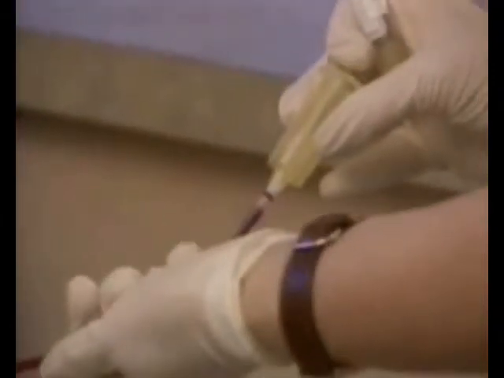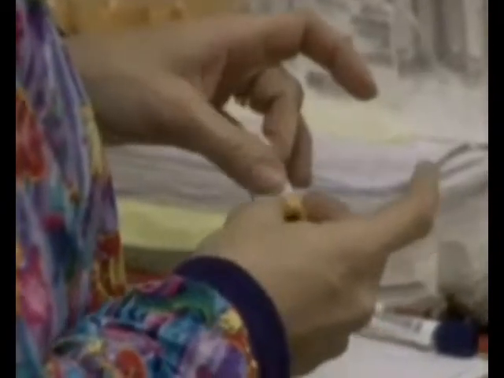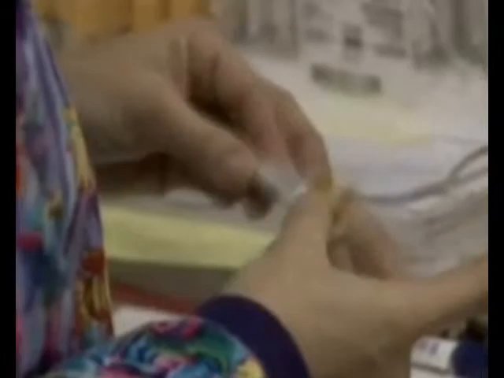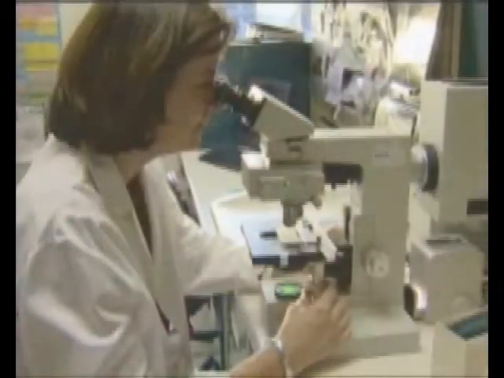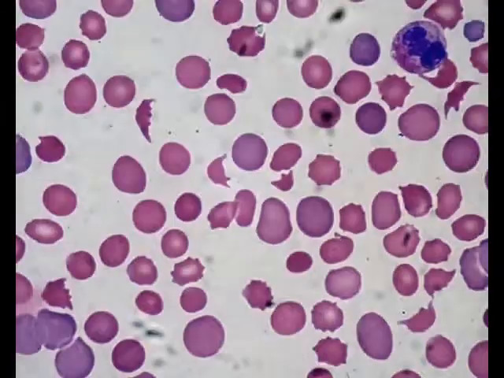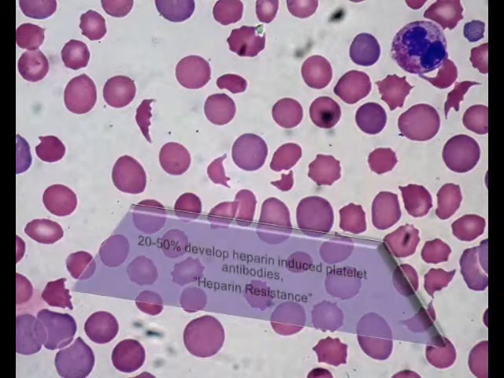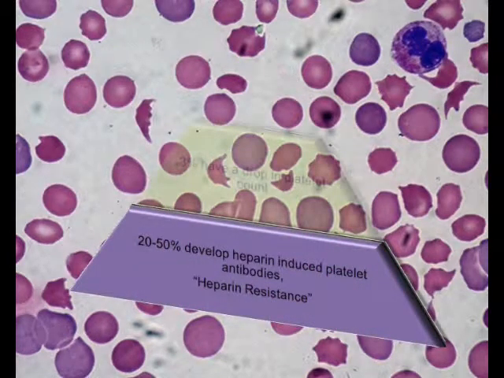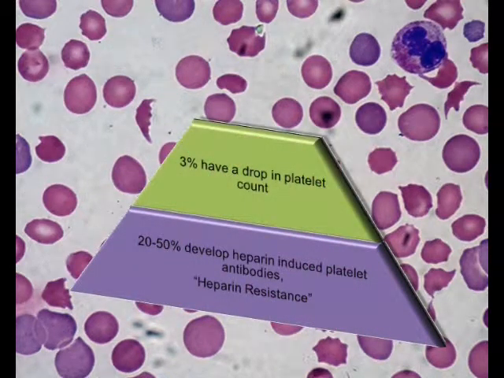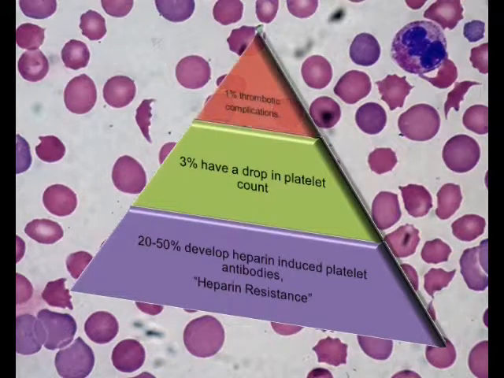It can be speculated that chronic exposure to heparin plays a role in reduction of the platelet counts commonly seen in renal failure patients. It has been estimated that 20 to 50% of patients receiving heparin therapy develop heparin-induced platelet antibodies. 3% have a drop in platelet counts, and 1% experience thrombotic complications.